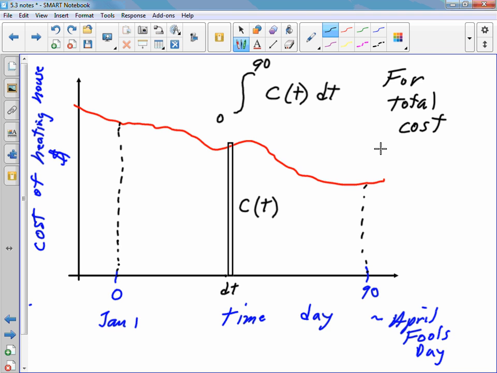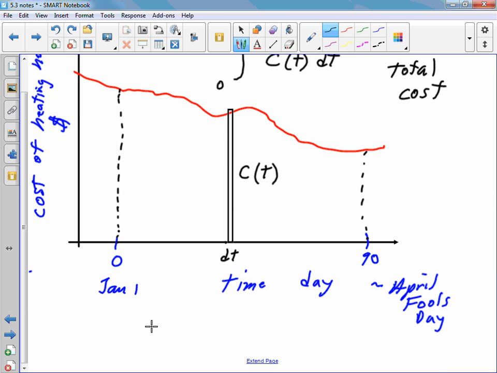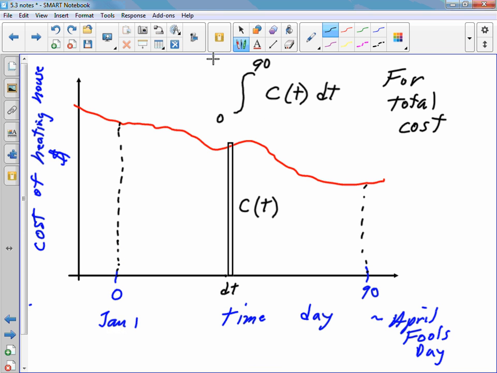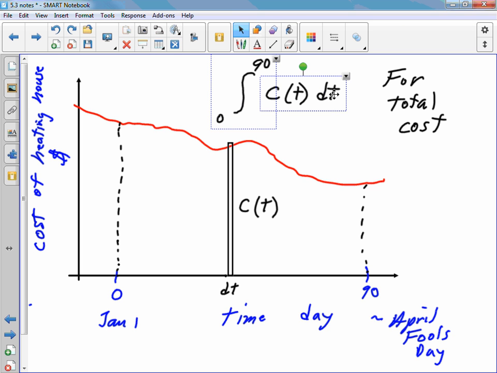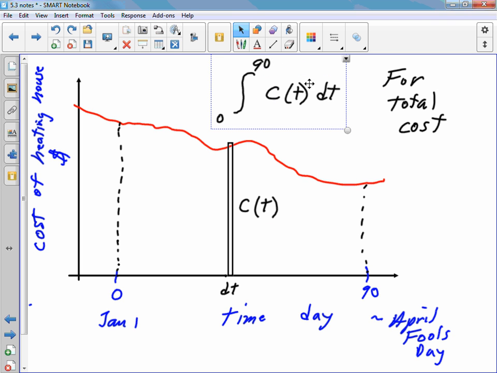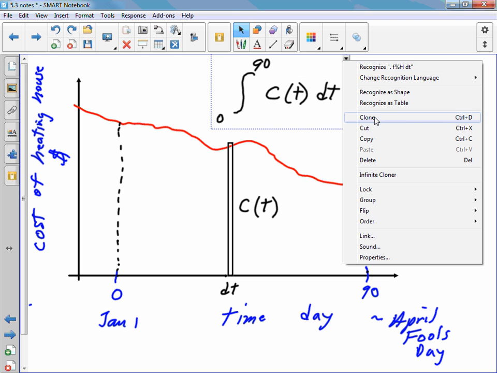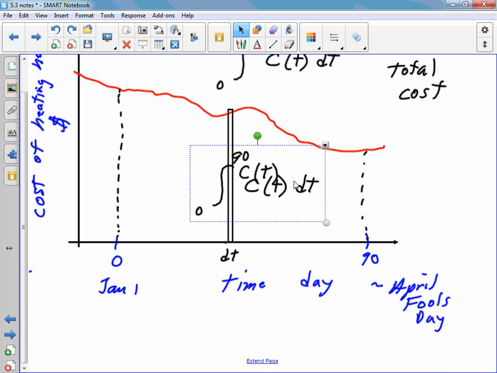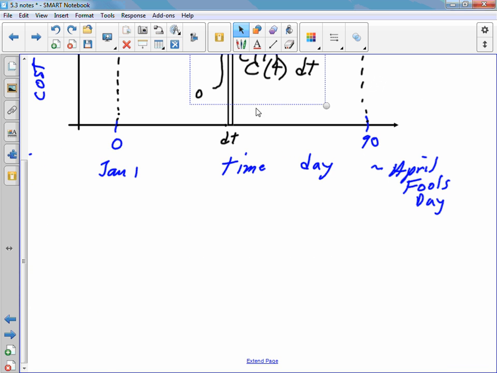Okay, let's think about that in terms of units. Let me clone this. Let's think about it in terms of units because this is important. First, I better group it. Then I better clone it. Okay, so I'm going to bring this down here so we have a little more room to write.